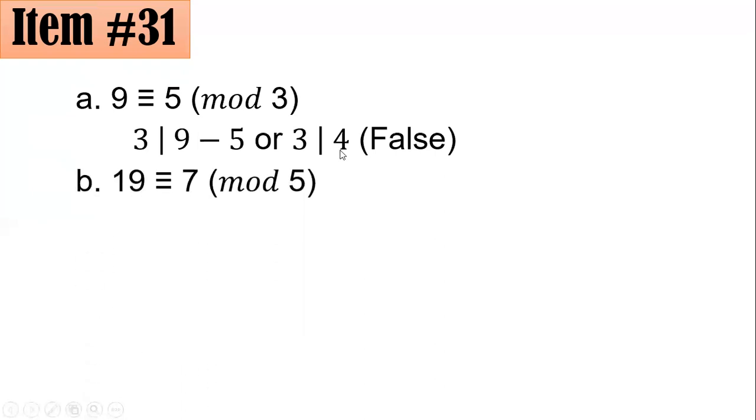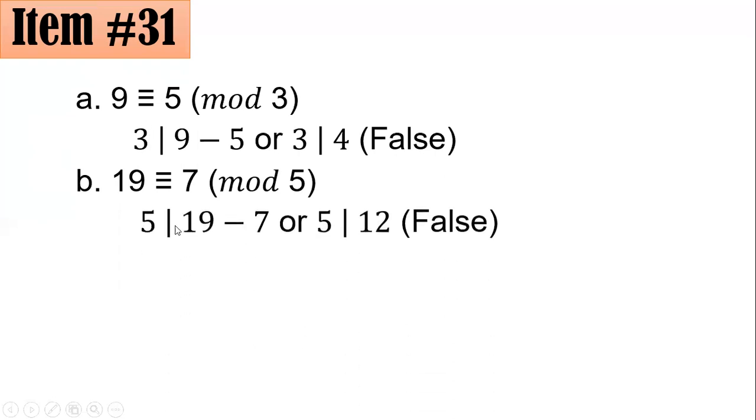How about letter B? 19 is congruent to 7 mod 5. Writing it into this format, 5 divides 19 minus 7, or 5 divides the difference, which is 12, which is again false because 5 is not a factor of 12.